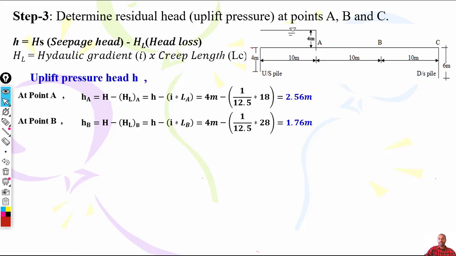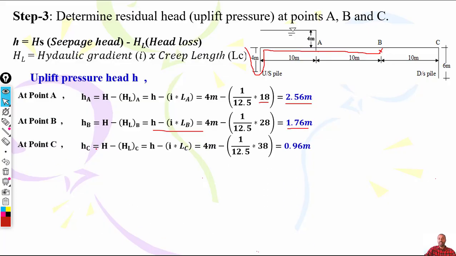So 4 times 4, 4 times 2, 8 plus 10 up to this point. Then you have 80. Clear? Then you get this is HA, the ordinate of hydraulic grade line, and at point B, which is this one, H minus HLB, which is this. Then 4 minus 1 over 12.5 times 28. 28 means you will add 10 meter again up to this point, up to point B. Then you get 1.76 meter.